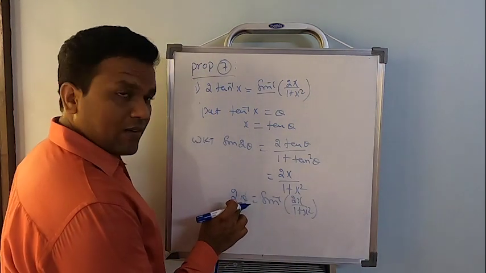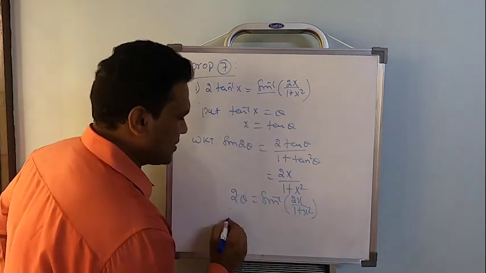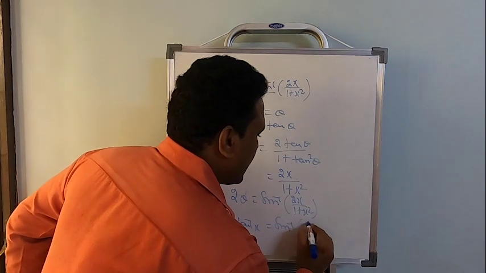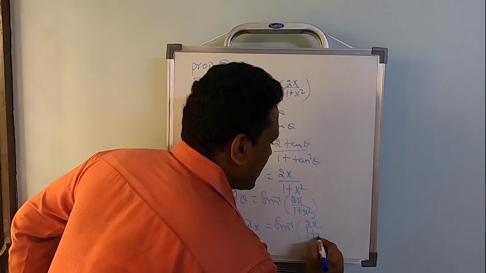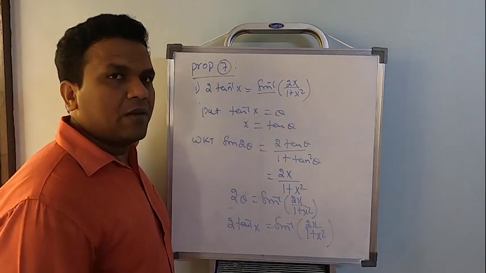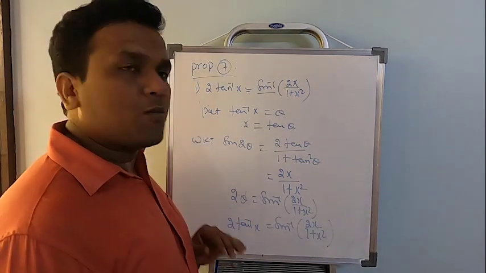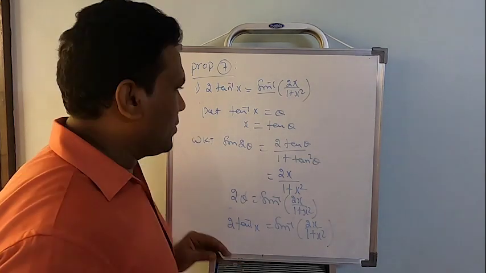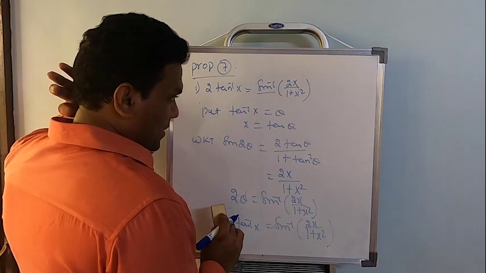The last step, replace the value of theta. Theta is tan inverse x. So 2 tan inverse x equal to sin inverse of 2x by 1 plus x square. You have to make a note. Okay, statement and proof of property number 7. It's not there in the EPL. I'm repeatedly telling you. So let's go for the next one.